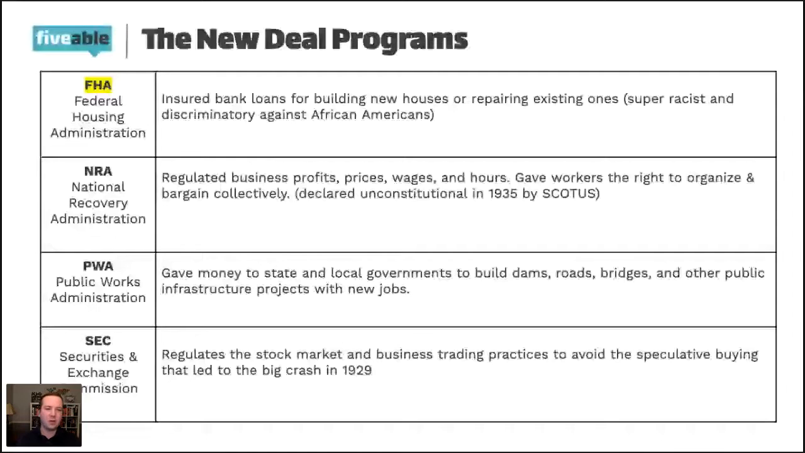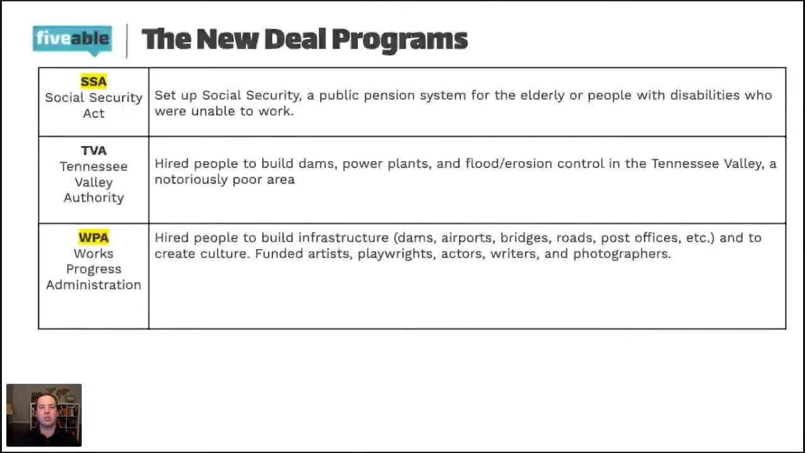A couple of other ones that you can be familiar with. PWA, very famous, builds a lot of infrastructure projects. And then a few more. Social Security, that's hugely important. You should definitely know Social Security. It's essentially a forced public pension system where you pay into it when you're working, and then you get money from it when you're old or disabled and you can't work anymore.